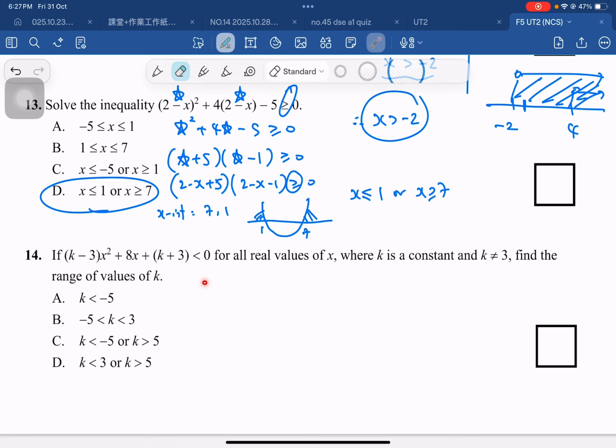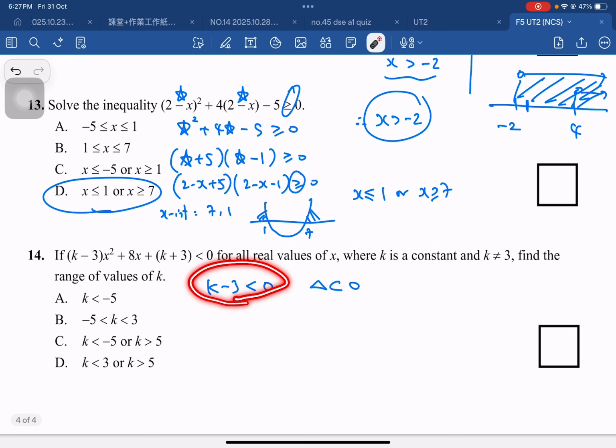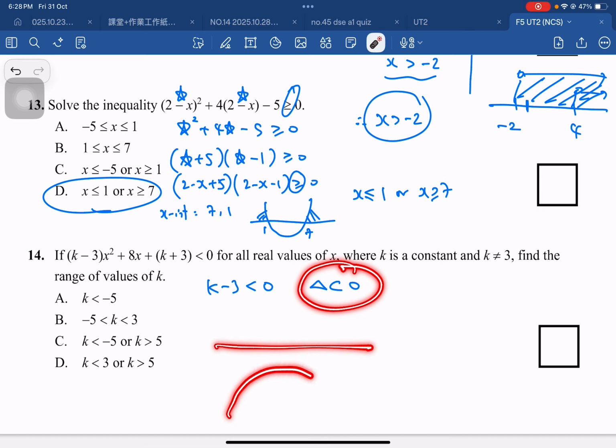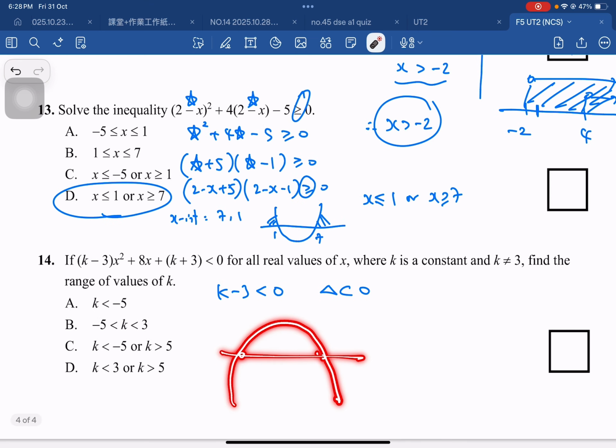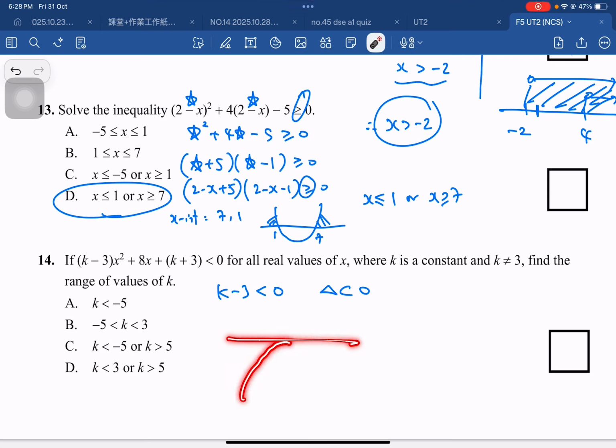So first of all, I need to say that k minus 3 must be smaller than 0, and also the delta must be smaller than 0 as well. Again, k minus 3 is smaller than 0 because the coefficient of x squared must be smaller than 0 to make the curve open downward. And delta smaller than 0 means that there's no x-intercept. Because if there's one x-intercept or two x-intercepts, then there are some parts where the y value must be greater than 0, or if the delta is equal to 0, it means that there's a contact point.